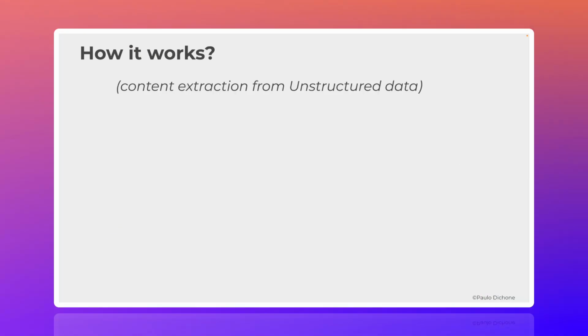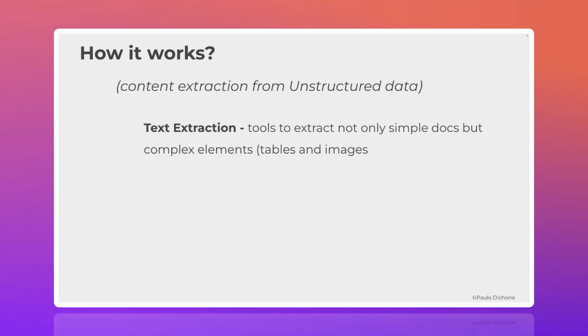Now let's go ahead and look at content extraction from unstructured data and see how it works. Essentially, we have two parts. The first part is what we call text extraction. This is taken care of by tools that can extract text from various document types, but they need to handle, of course, complex elements like tables and images.